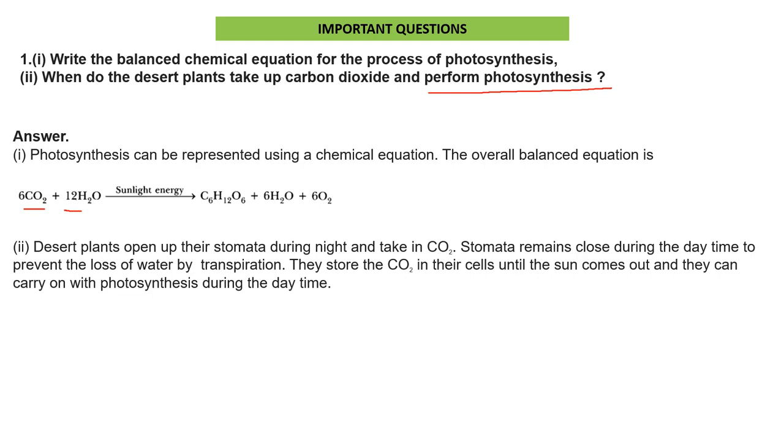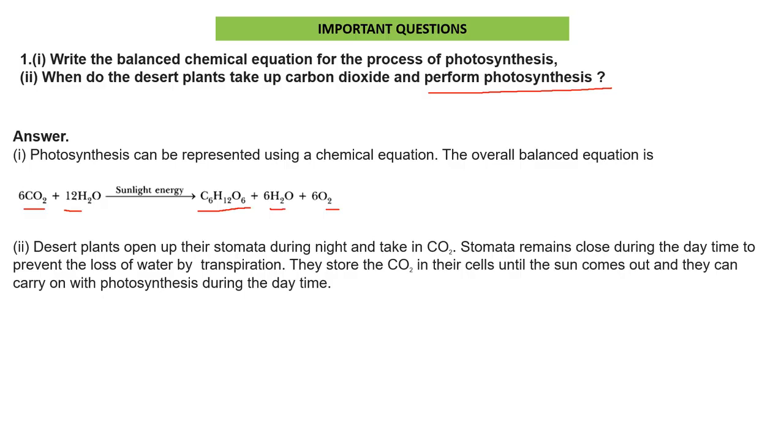So the carbon dioxide and water react together in the presence of sunlight and chlorophyll, and sugar is formed. This is a very simple sugar, that is glucose, C6H12O6. Water and oxygen are also formed. Make sure that when you are writing an equation, it has to be balanced. It has to be a balanced equation, right? So this is a complete balanced equation.